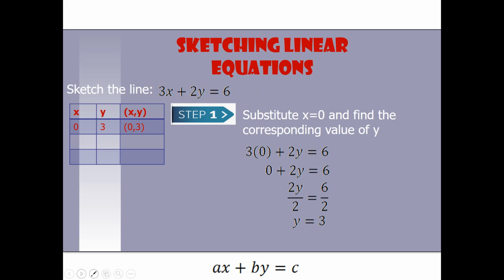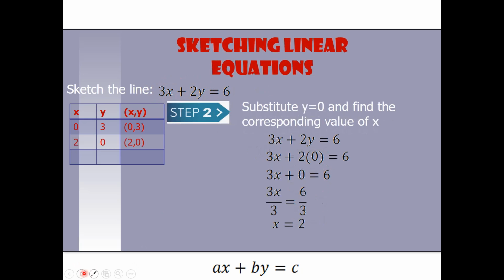Now we have to find the other point. To find the other point, we substitute y by 0 in the same equation. Then we have 3x equals 6. We divide by 3, and we get x equals 2. So when y equals 0, x equals 2. We write this in the table. So the second point has coordinates 2 and 0. We managed to find the 2 points, 0 and 3, and 2 and 0.